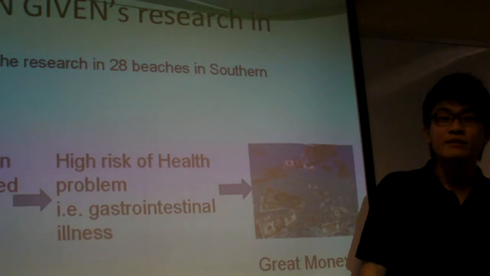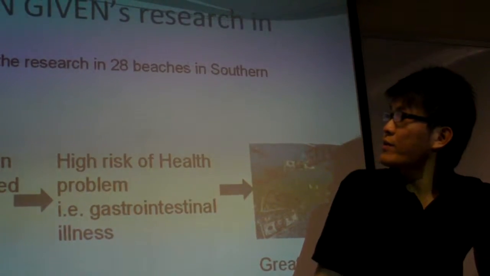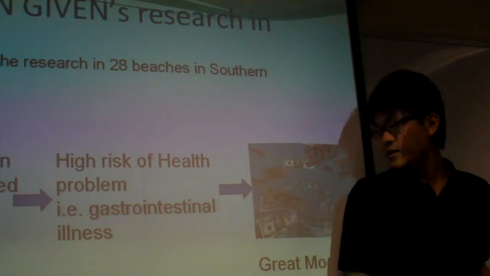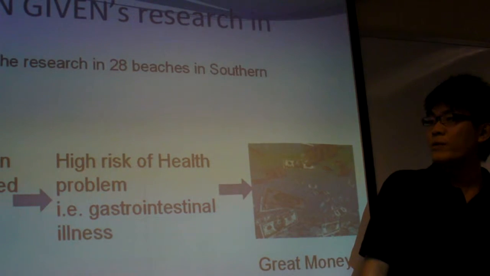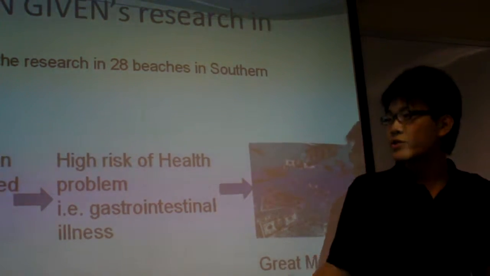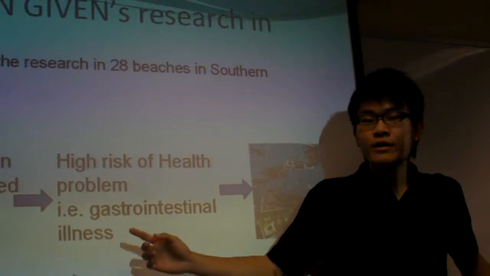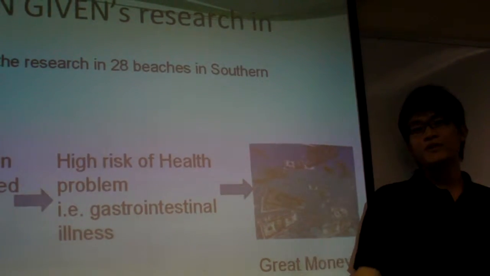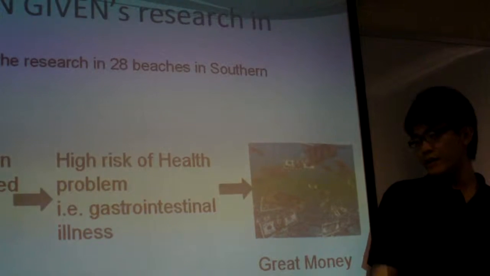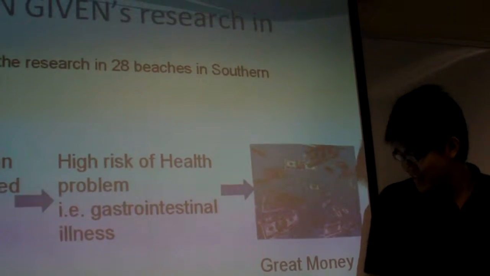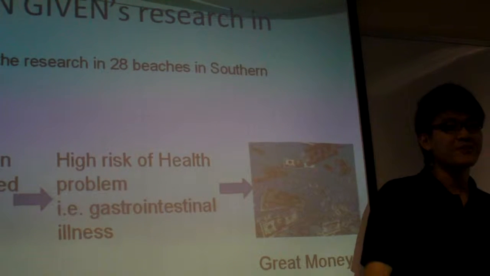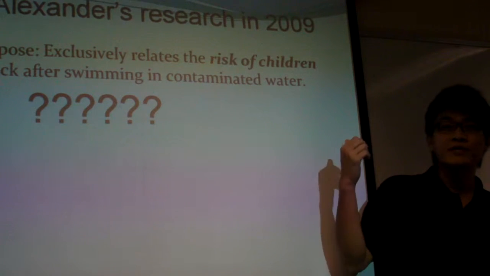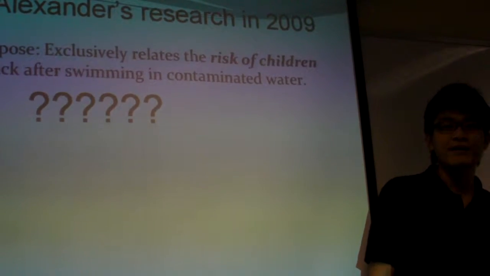In 2006, this researcher conducted a study at 28 beaches in Southern California. It not only drew the relation between swimmers in the beaches and health problems, it also related to the money loss of a country. It stated that there is a great money loss due to people who go to see a doctor after they swim in the beaches. And then the most recent one, Alexander, done in 2009.